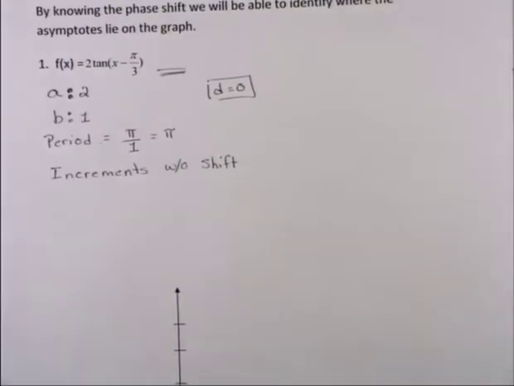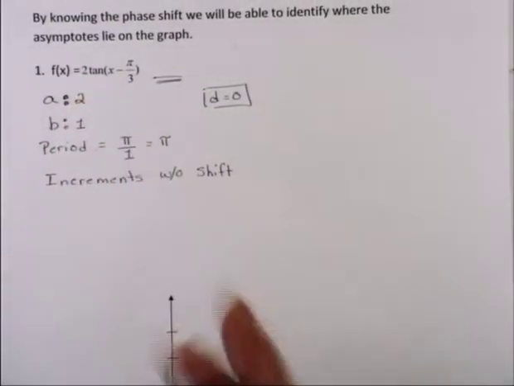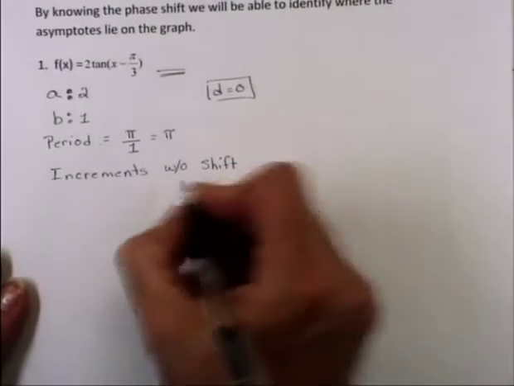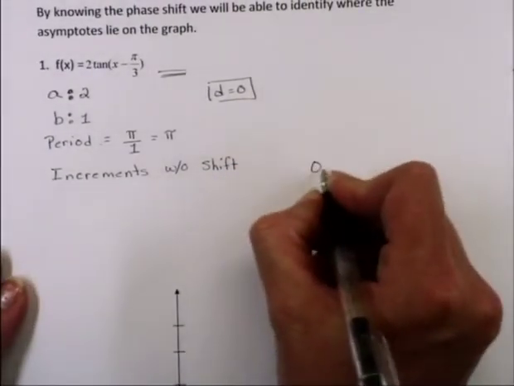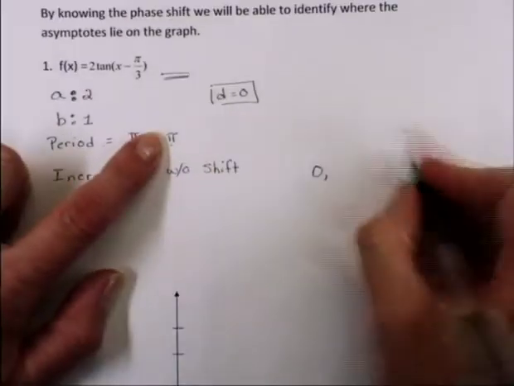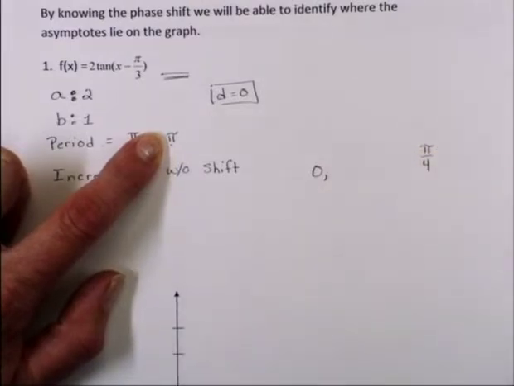Okay, but this time, since it's tangent, he's the odd guy. Instead of starting at 0 and going up by 4, I'm going to use 0 as my middle point, because tangent is going to fall on either side. So if 0 is my middle point, I'm going to do the same thing I've done in the past. Take your period, divide it by 4. So I am going up by pi over 4.